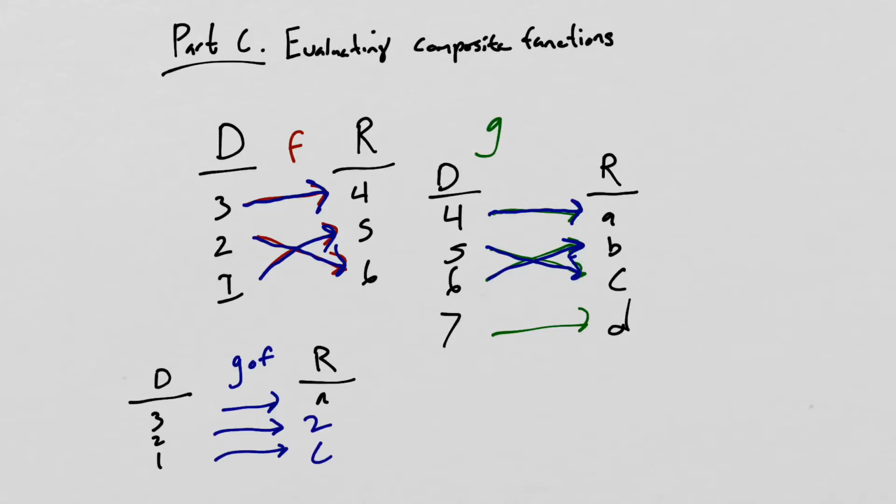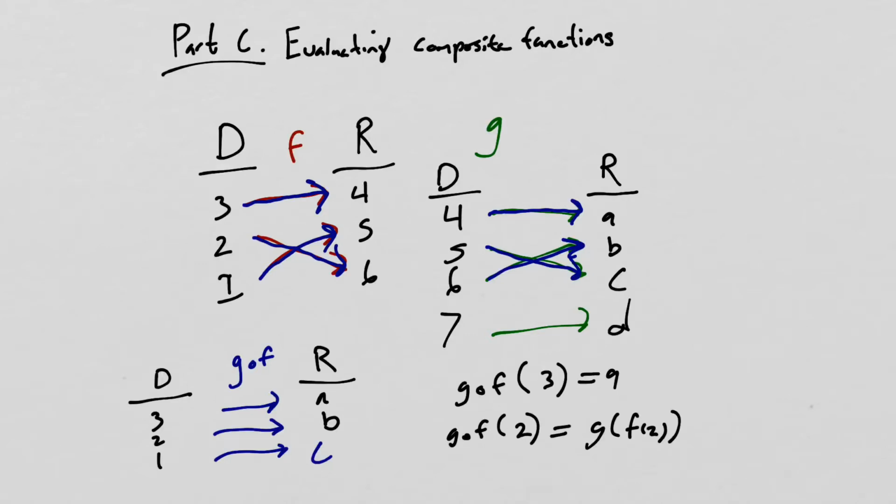Oh, I'm sorry. I realized I made a mistake in the last one. This shouldn't be a 2. This should be a 6. Nope, a b. Writing down some of these terms, for example, g composed with f evaluated at 3 is going to be equal to a. g composed with f of 2 is going to be equal to b, as we saw.